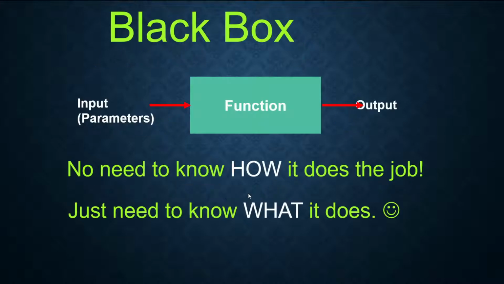Essentially, when you use a function, you don't really need to care what's inside the function. You can just use it directly. That's the most important thing to remember about functional abstraction. You don't need to know how it does the job. You just need to know what it does.